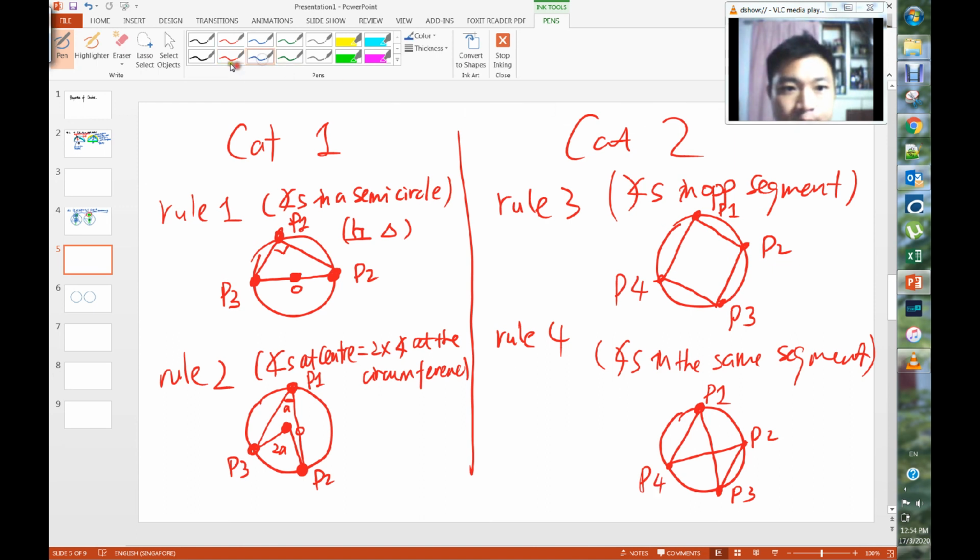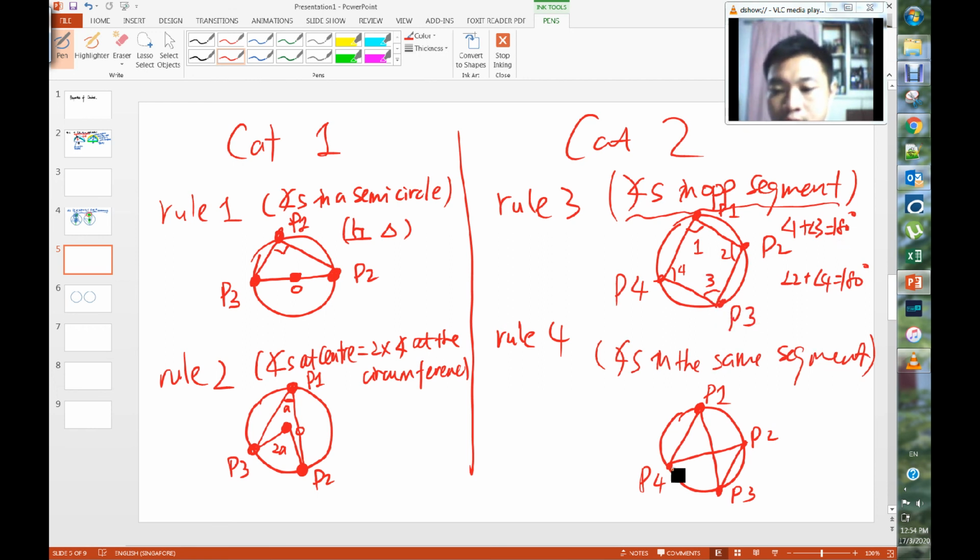So if you have 4 points on the circumference, then you should be able to see that if this is your angle 1 and this is your angle 3, so angle 1 and angle 3, they are opposite to each other, so angle 1 plus angle 3 should give you 180 degrees. So similarly, if this is your angle 2 and this is your angle 4, then angle 2 plus angle 4 is equal to 180. And the rule you use is angles in opposite segment.